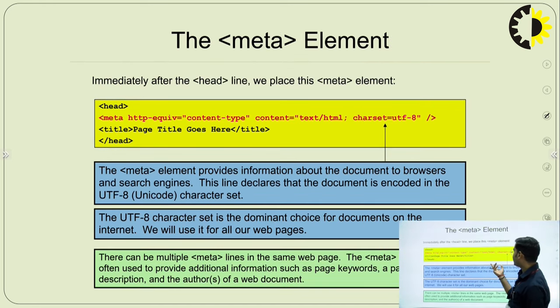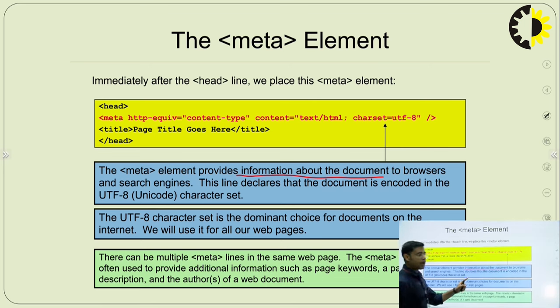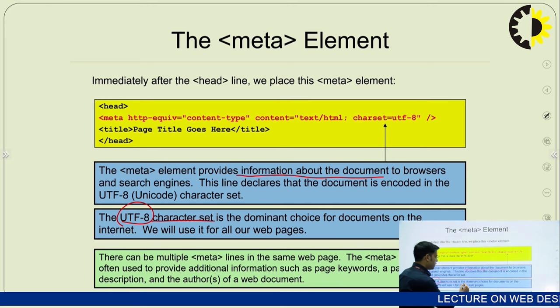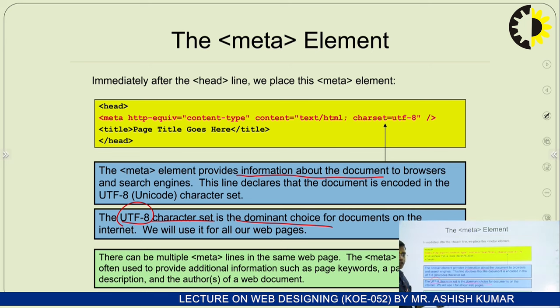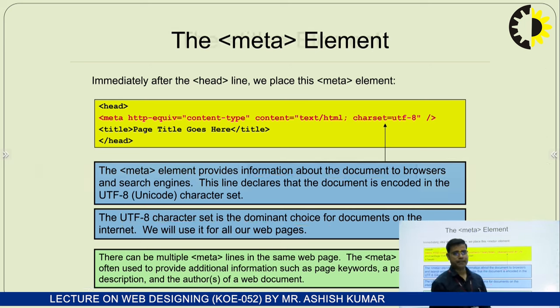So, about the meta elements. The meta element provides information about the document to browsers and search engines. Search engines like Google. So Google is a search engine. The meta element provides the information about the document to the browser and search engine. Okay. And UTF-8 is the character set. It is the dominant choice for documents on the internet. We will use it for all our web pages.